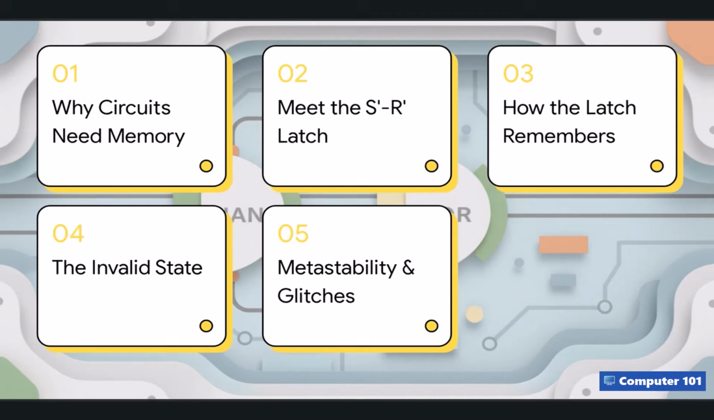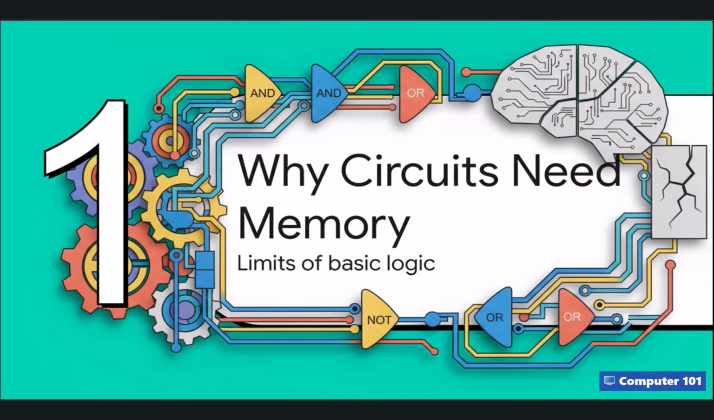Here's the quick roadmap for our journey today. First, why circuits need memory. Then, we'll meet the S R latch and trace how the latch remembers. After that, we'll venture into the forbidden invalid state. And finally, we'll look at metastability and timing glitches. Let's get into it. All right, section 1.